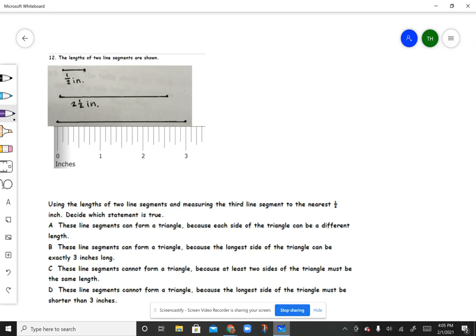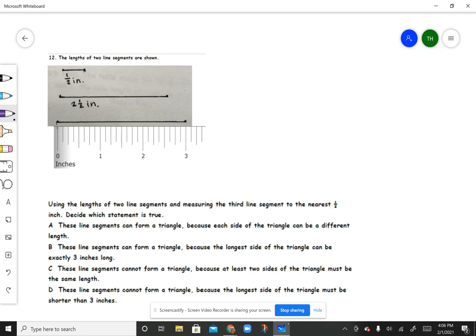The lengths of two line segments are shown. Using the lengths of the two line segments and measuring the third line segment to the nearest half inch, decide which statement is true. Okay, so we see that this little line is half an inch. The next one is 2.5 inches. We need to measure our third.